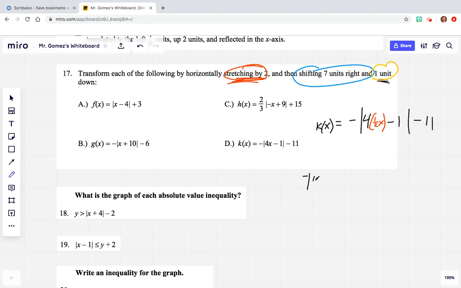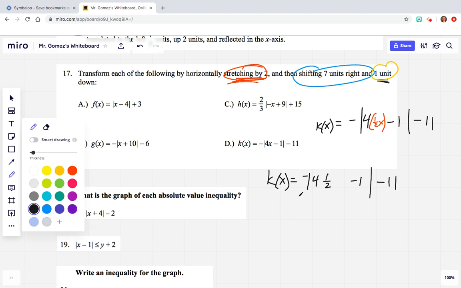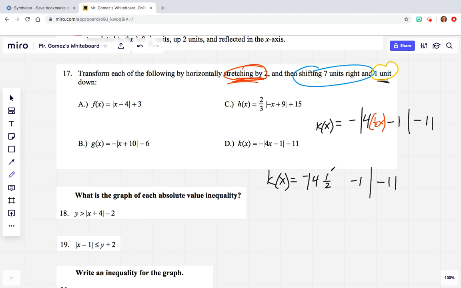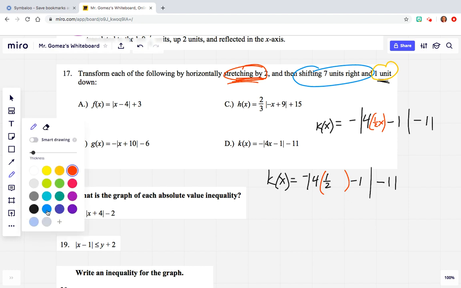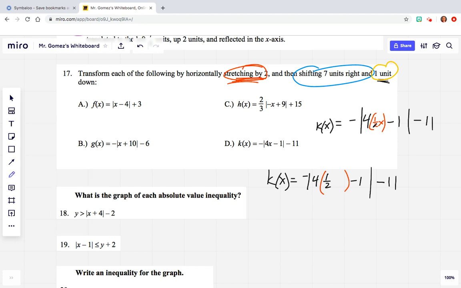So negative absolute value of 4, 1/2. I'll leave a space. -1, -11. This is k of x. And now where this 1/2 used to be, I'm now going to shift 7 units to the right. Okay, so let's do that in blue. So again, where this x used to be, we're now going to shift 7 units to the right. We'll have to do it in this small little parentheses.